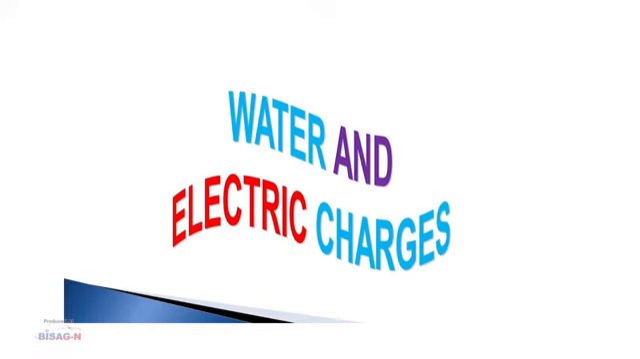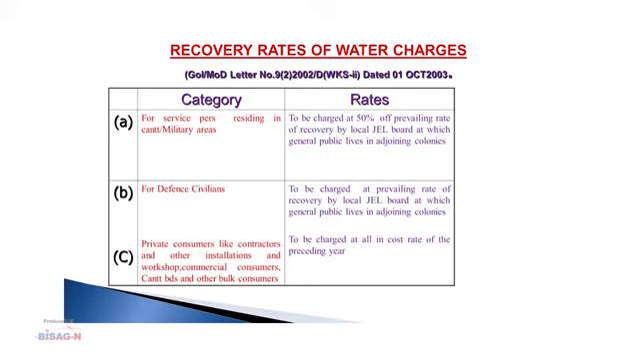Coming to water and electric charges. The various categories wherein water charges are levied. For service personnel residing in cantonments, military areas, to be charged at 50% of prevailing rate of recovery by local Jal board at which general public lives in adjoining colonies. For defense civilians, the same is to be charged as per prevailing rate of recovery by local Jal board at which general public lives in adjoining areas. For private consumers like contractors and other installations and workshops, commercial consumers, cantonment boards and other bulk consumers, water charges will be charged at all-in cost rate of preceding year.